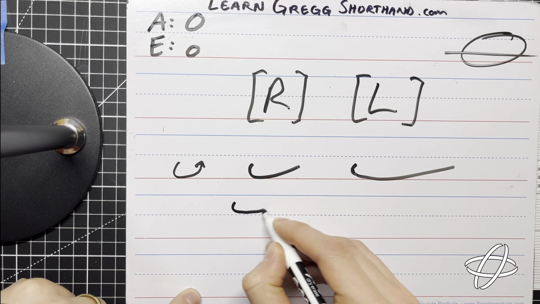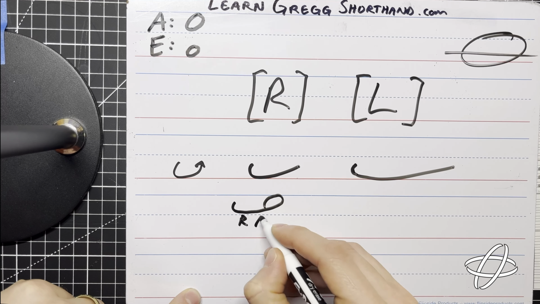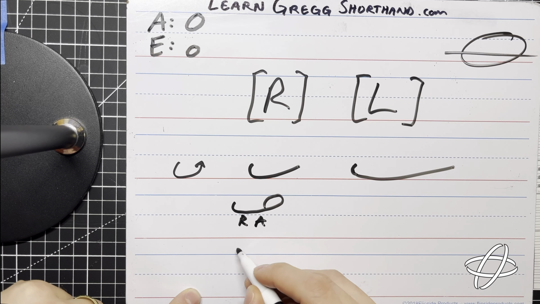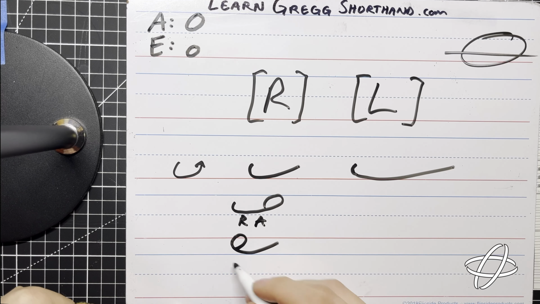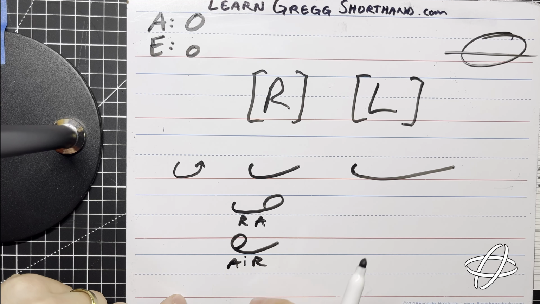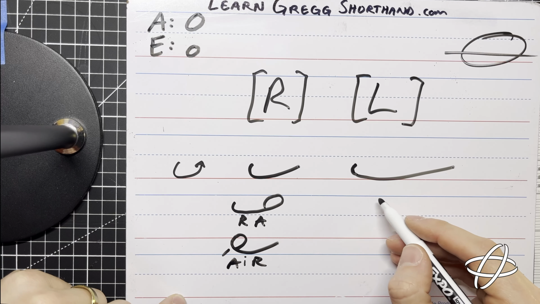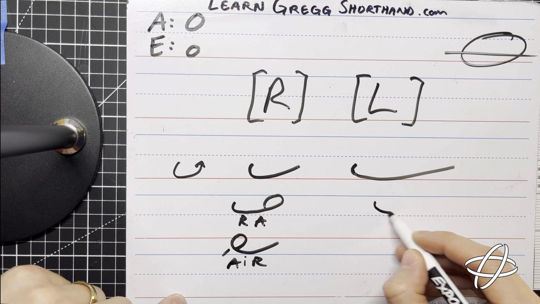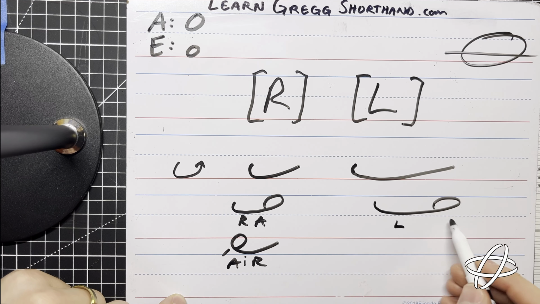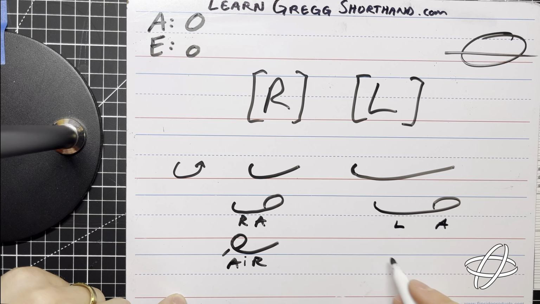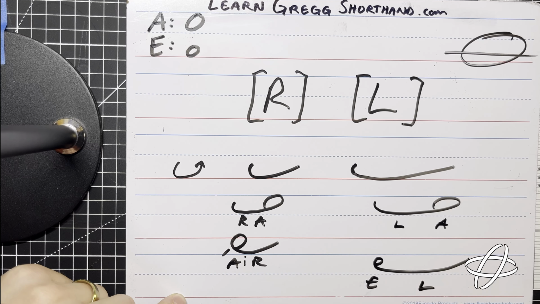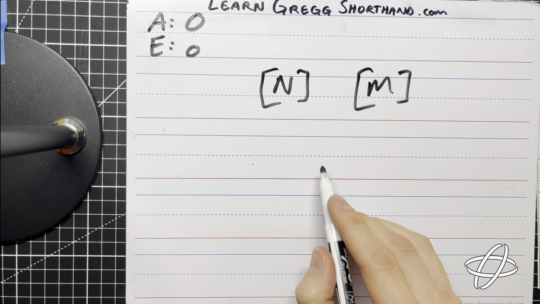So let's do some examples. Ray would be R-A, whereas air would be A-R. Remember, phonetically, we don't need that middle letter because the long A sound kind of does a lot of the work for us. Similarly, with L, or the L sound, we have lay, L-A, versus eel, E-L.